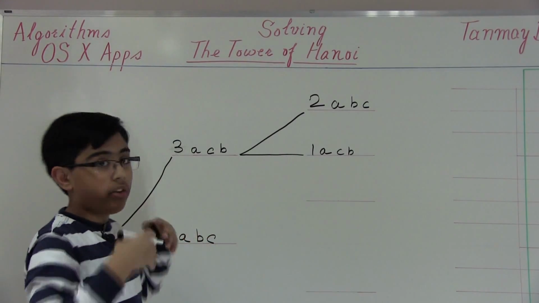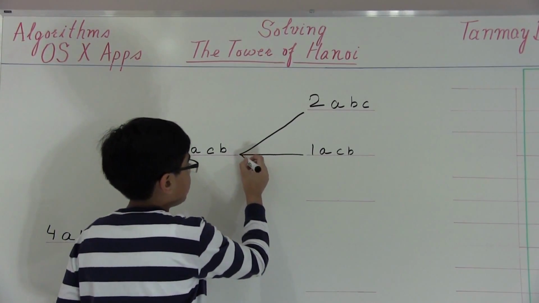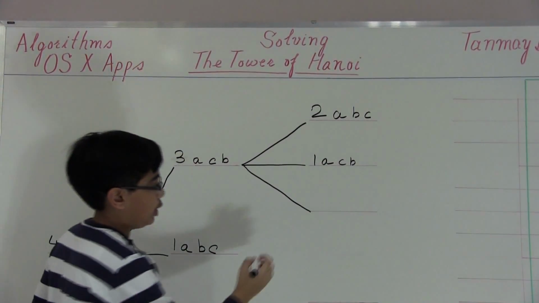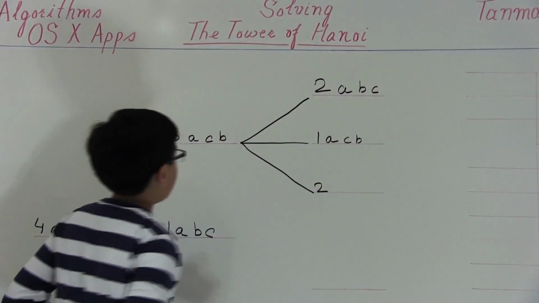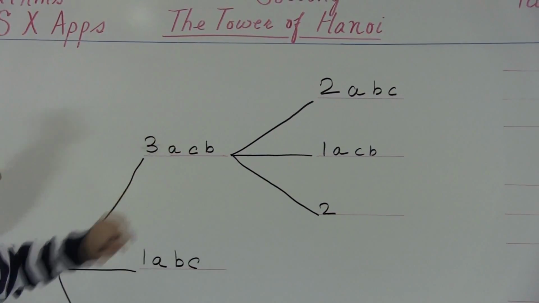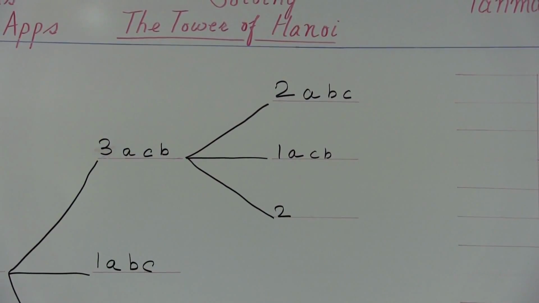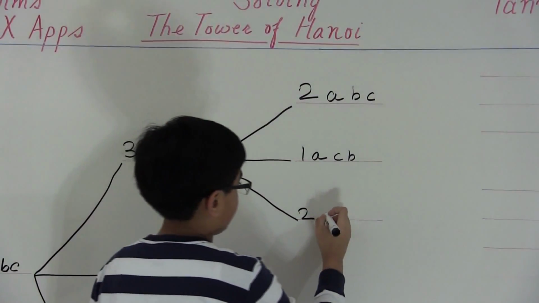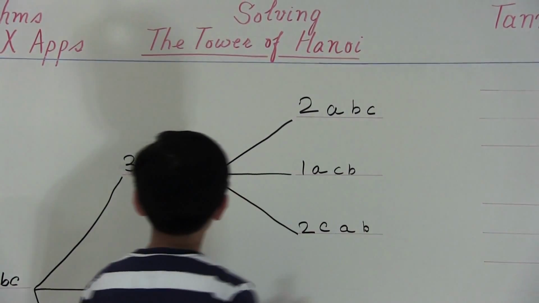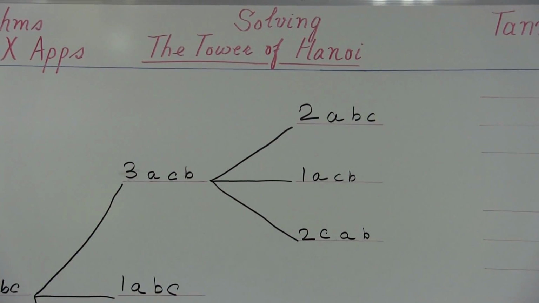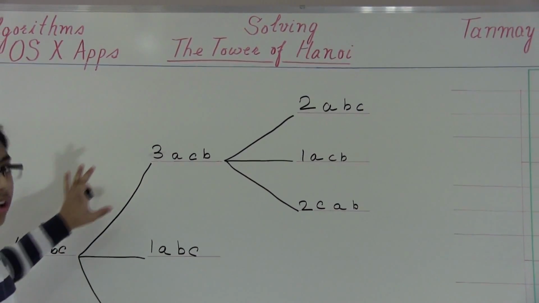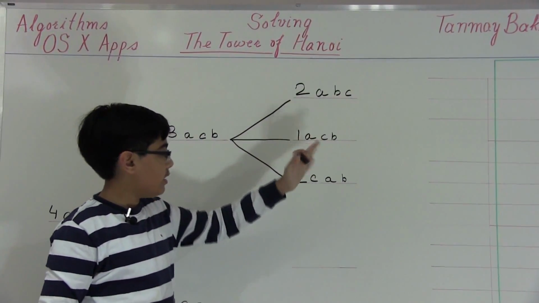Then finally, the third node, which will have, again, disks minus 1, which will be 2 in this case, and then the from peg and the using peg have to be reversed. And so I'm going to say C, A, B. Now, we have constructed a little, we've gone in one depth.